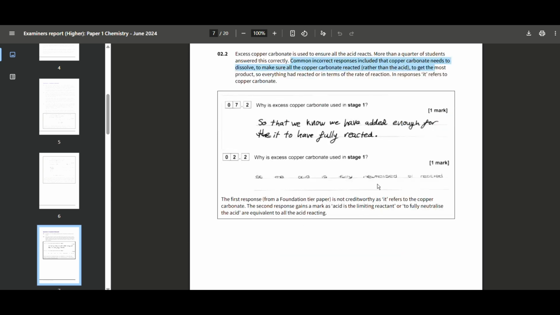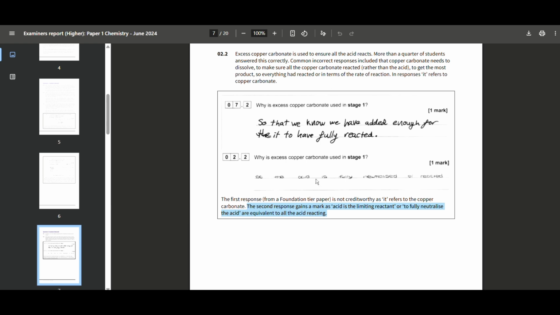That the person got it wrong because it's not creditworthy as it refers to copper carbonate, not the acid. The second response gains a mark as they said acid is the one that is fully neutralized or reacted. So that is the equivalent of saying the acid. They should have said that, okay, explicitly.